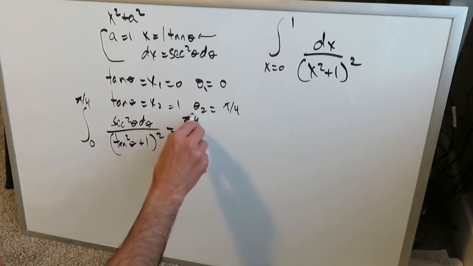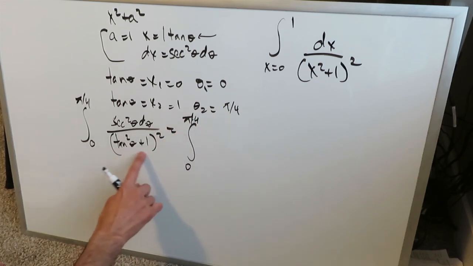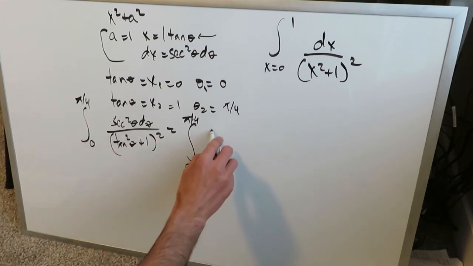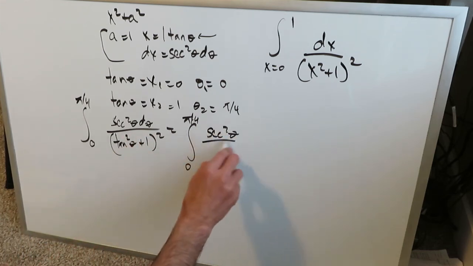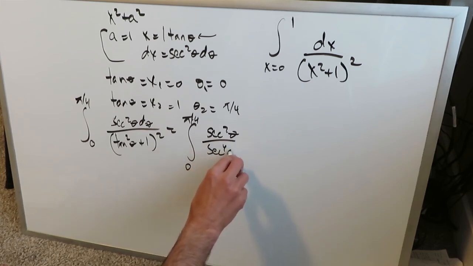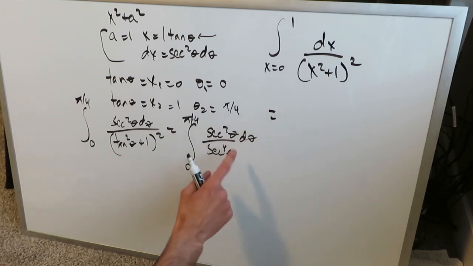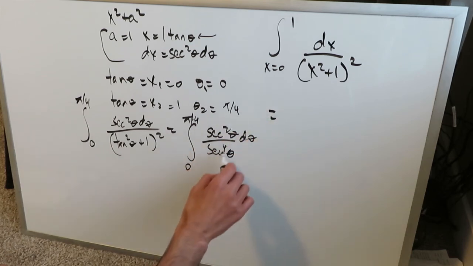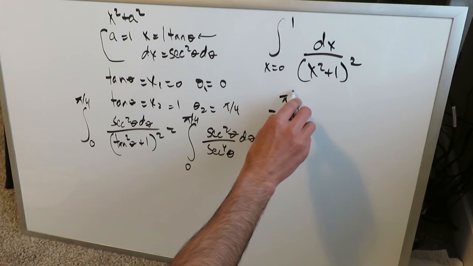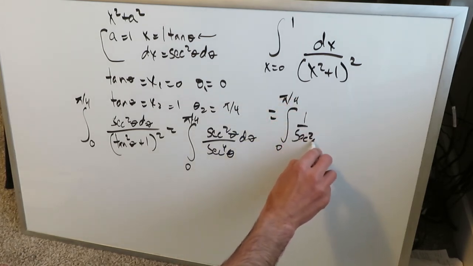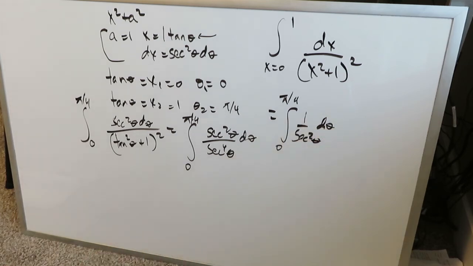Pi over 4 and 0. This right here is equal to secant square theta. Now you know that secant square theta squared is secant to the 4th theta. So secant square theta divided by secant to the 4th theta d theta. You can simplify all of this. These things cancel out such that you end up with this in the denominator: integral from 0 to pi over 4 of 1 over secant square theta d theta.